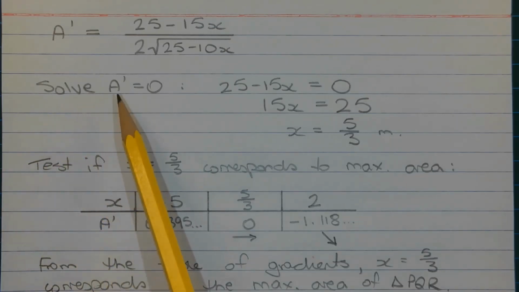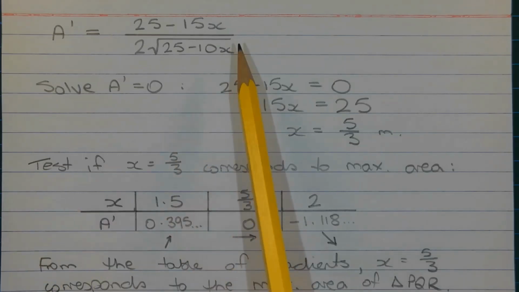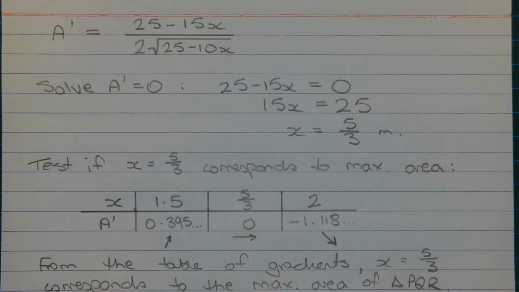Next we solve the equation A' equals 0. Because we're dealing with a fraction, the only way a fraction can equal 0 is if the numerator equals 0. In this case, the numerator is 25 minus 15x, and we're solving 25 minus 15x equals 0. Rearranging the equation, we get 15x is equal to 25. Dividing both sides of the equation by 15 to isolate x, we get x is equal to 5 over 3 meters.